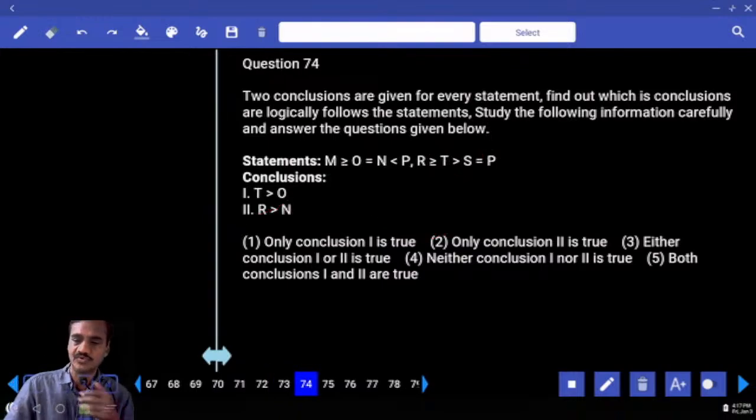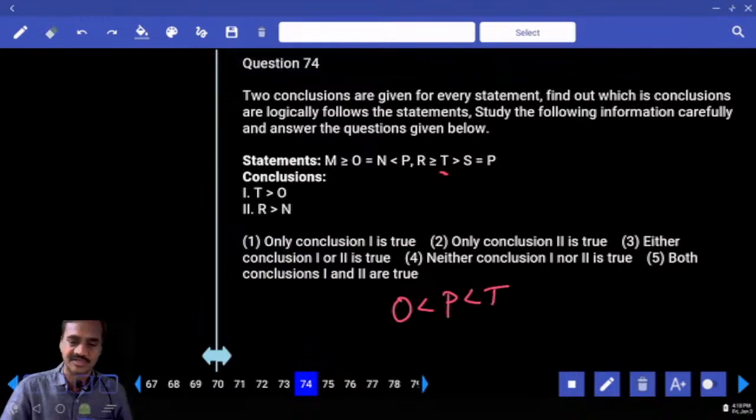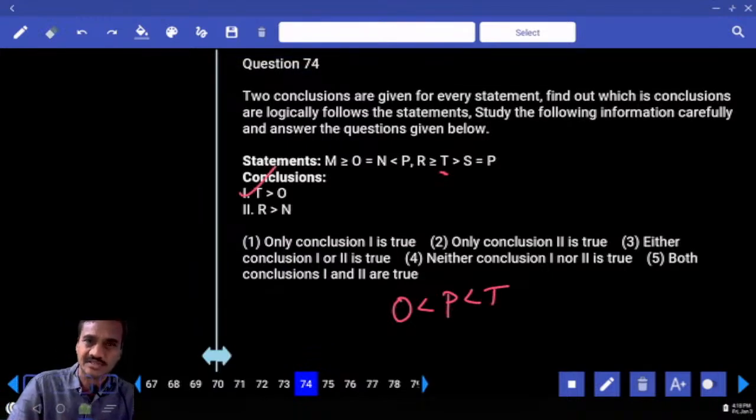Now in this 74, T and O. O is here and T is here. The element that is common is P. O lesser than P. T greater than P means P lesser than T. O lesser than T, T greater than O.